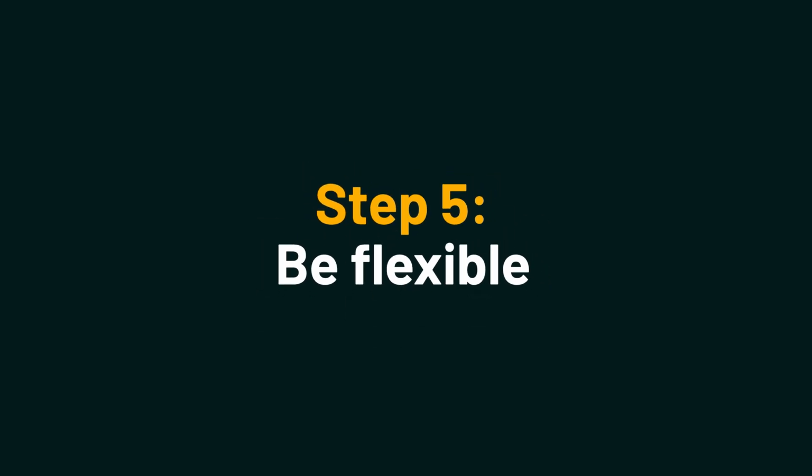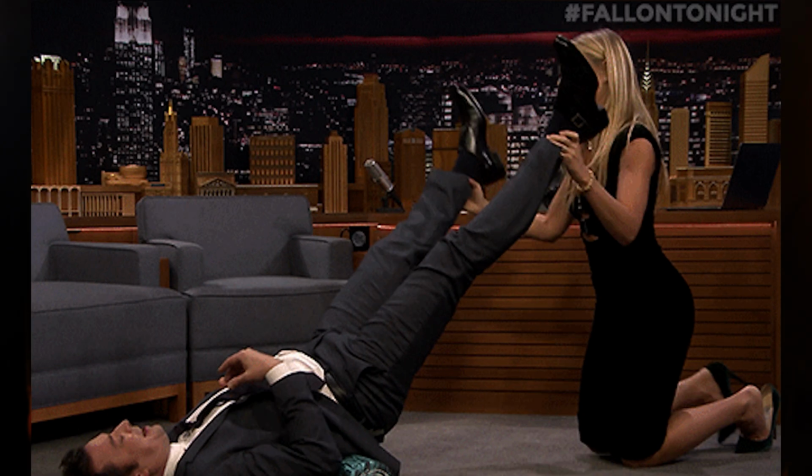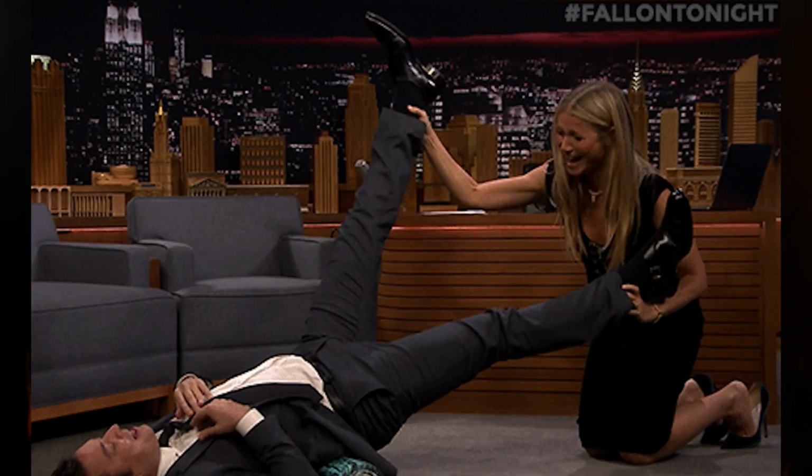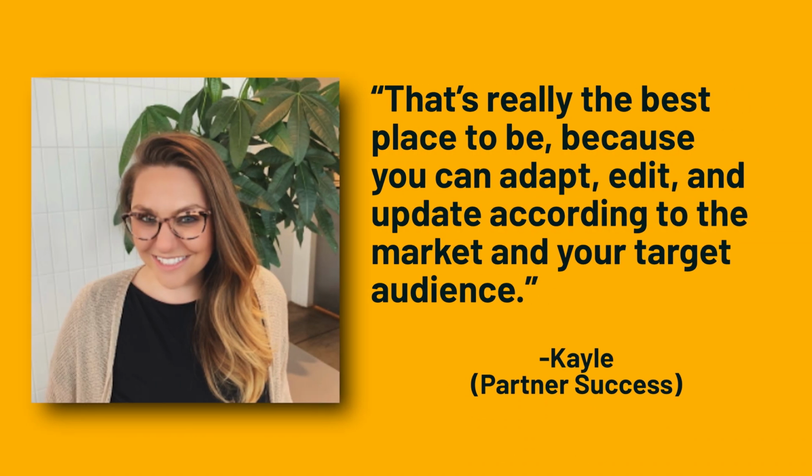Step 5, be flexible. I'm going to turn to our partner success guru, Kaylee, for this one. She says, when you're listing a product, consider getting rid of black and white thinking. Make a plan, try something new, and know that it might fail. The most successful partners, and dare I say entrepreneurs in general, are the ones that can throw out their ego and invite criticism from others. The goal is to stay limber, both with your marketing plan and your product. And always remember, you are not your product or the results of your product. You are the creator. And as Kaylee says, that's really the best place to be because you can adapt, edit, and update according to the market and your target audience.